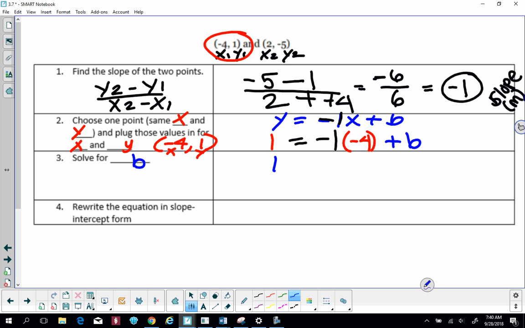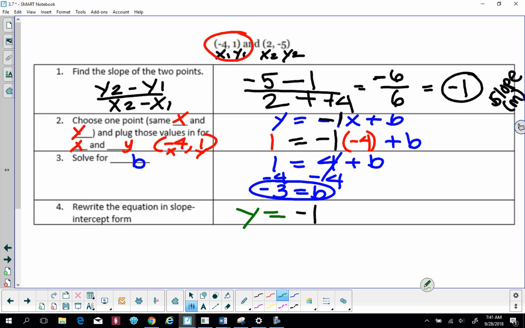Then the next thing, just like the last problem, we're solving for b. So right here I have 1 equals, what's -1 times -4? +4, right? Then how do you get b by itself? Subtract 4. And you get b equals what? -3. Last step, just like the last one, is we're plugging our m and our b into our new equation. So y equals, and my slope I found up there was -1, x, and then my y-intercept is -3.